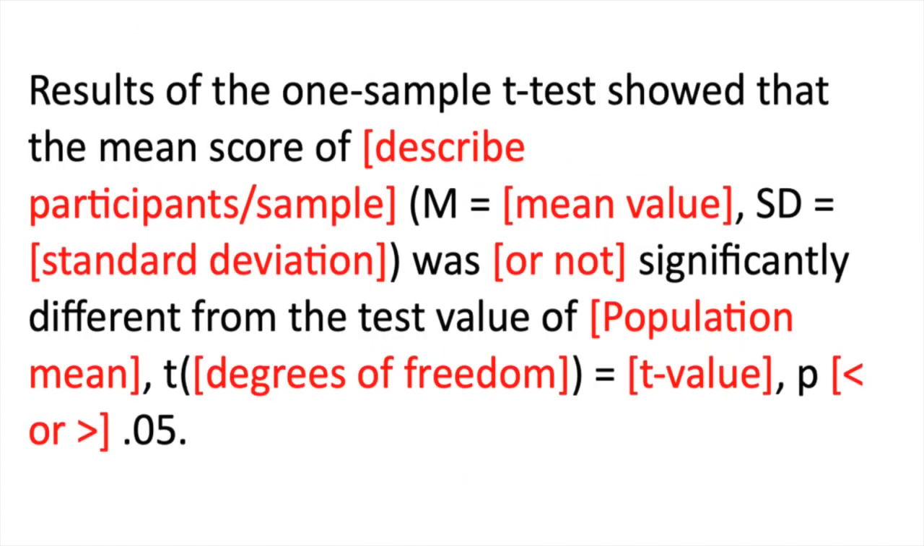So how do you report this? Depending on your results, here's the template on what to use to write up your result. The results of the one sample t-test. Just copy whatever's in black, but whatever's in red needs to be filled in. So the results of the one sample t-test showed that the mean score of the, describe the sample. You could say the group or something like that.